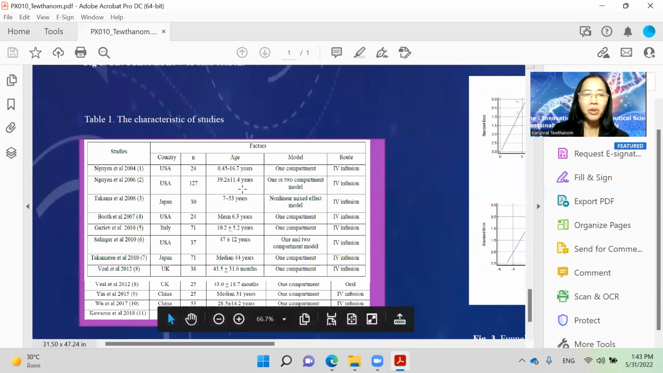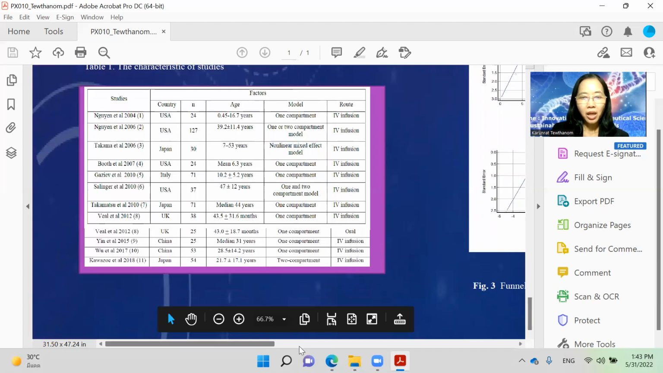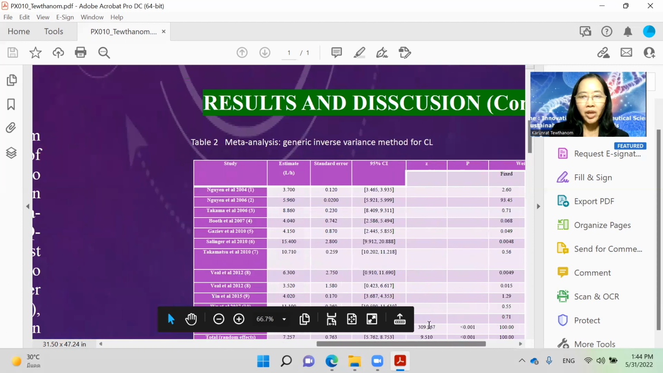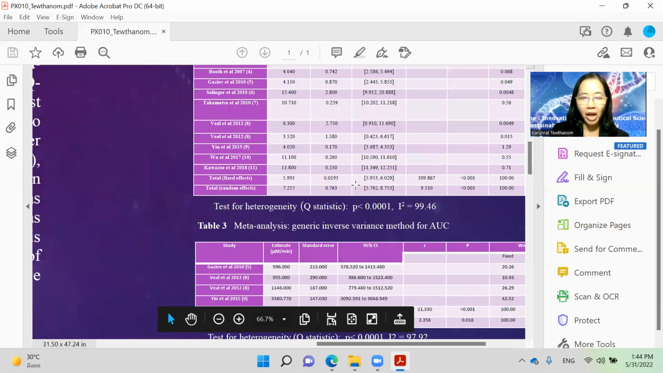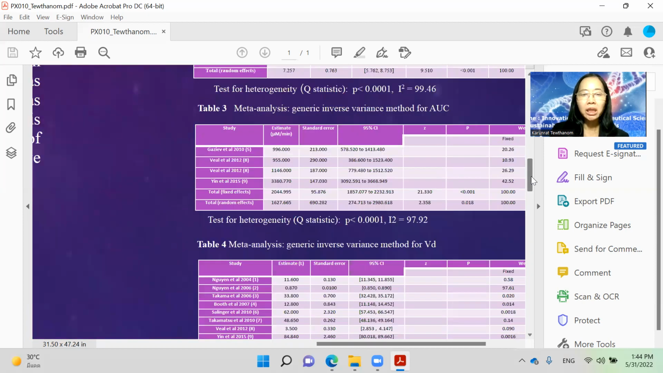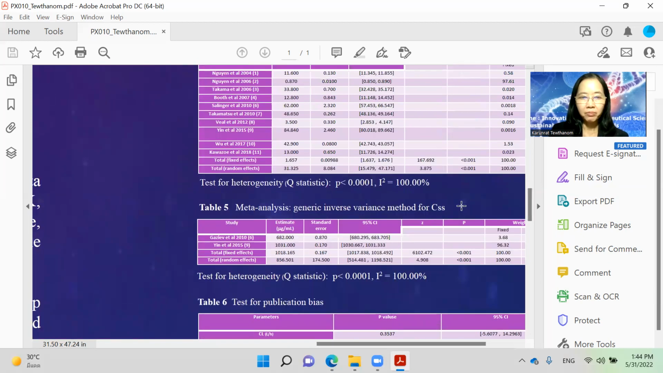This is the summary of the characteristics of the studies. You will see the variation of the model used, the route of administration, and the country, which are the main sources of the variation. And look at the meta-analysis of each parameter. It shows the variation of each parameter; clearance shows high heterogeneity, as do AUC, BD, and CSS.